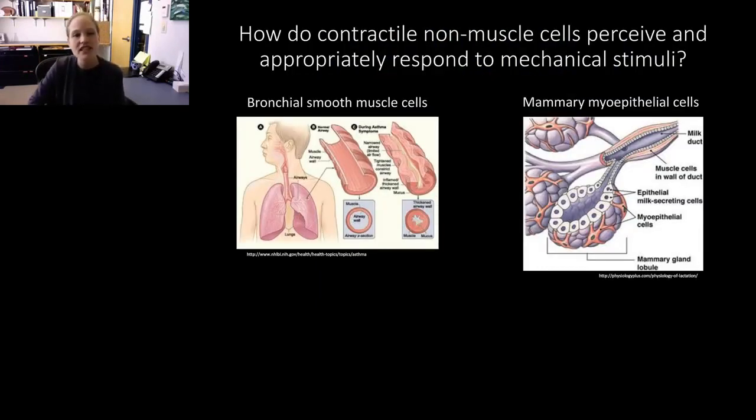What we're interested in at the Cram Lab is how contractile non-muscle cells perceive and appropriately respond to mechanical stimuli. For example, in humans, there are smooth muscle cells that surround the cardiovascular system and myoepithelial cells that surround glands. In the vasculature, smooth muscle cells must be able to perceive and appropriately respond to changes in luminal pressure in order to maintain tube diameter. Similarly, in glands, myoepithelial cells must be able to perceive when the glands are full and then contract to expel gland contents.